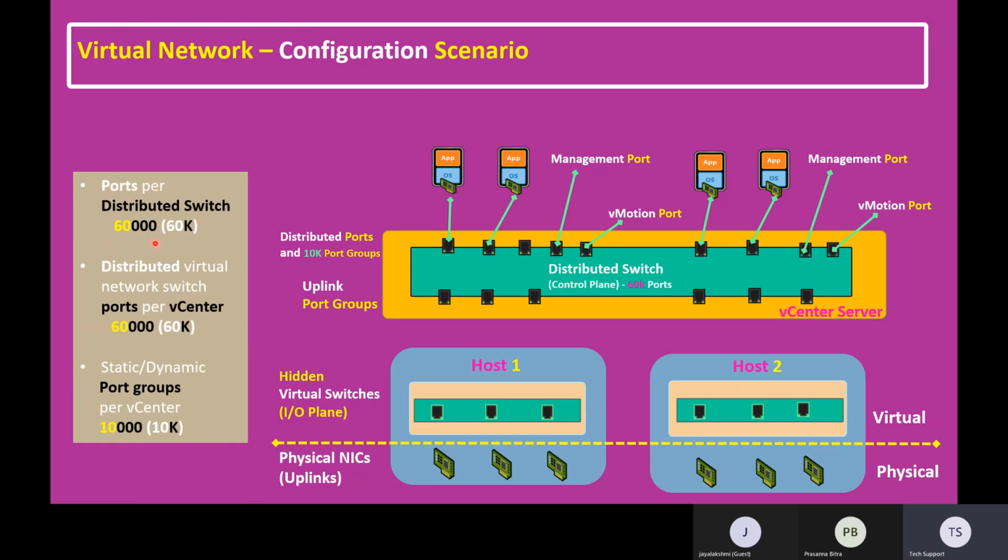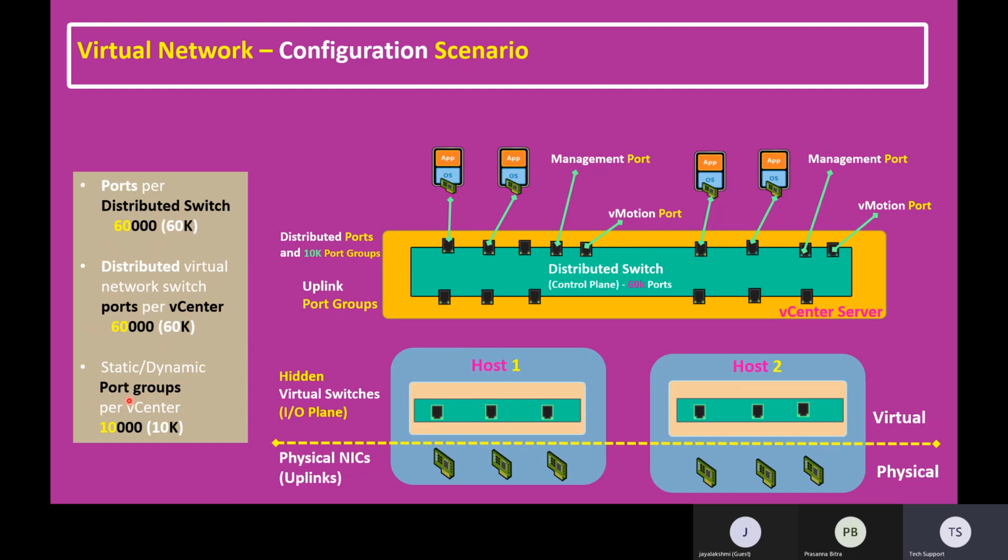Ports for a distributed switch is 60K, and distributed virtual network switch ports per vCenter, even the vCenter maximum is also 60K. That means even if you create multiple DV switches, you need to keep an eye on port usage also.